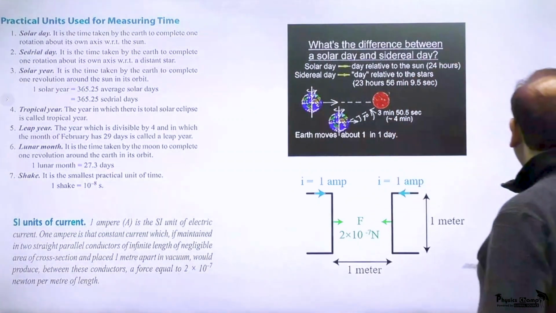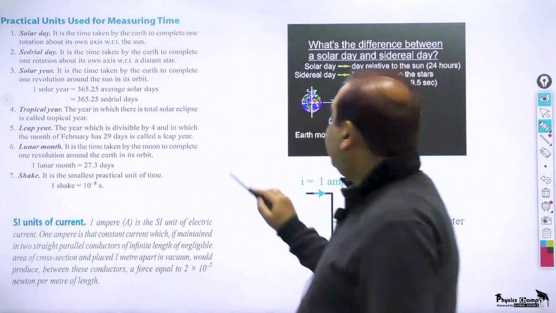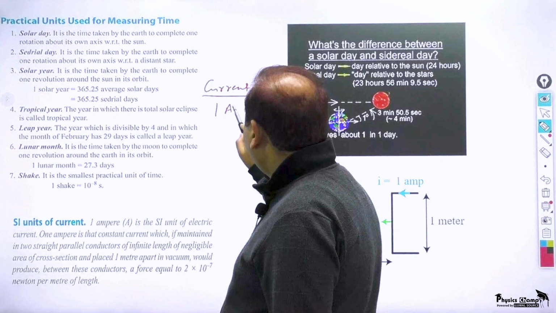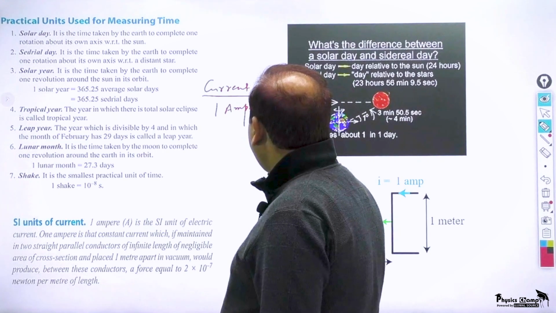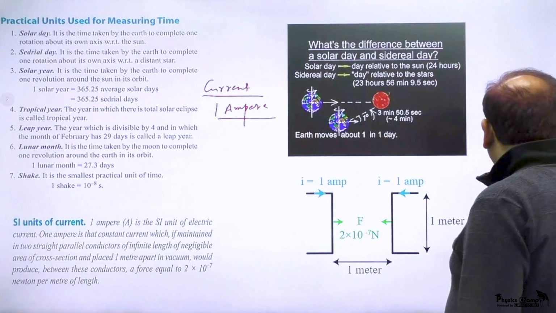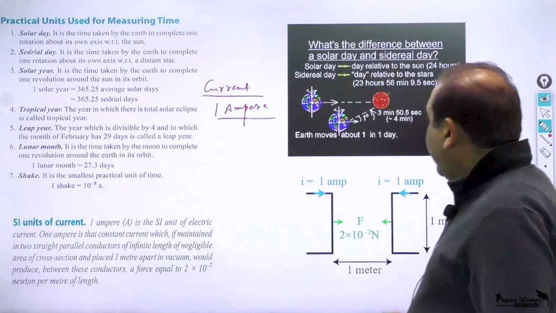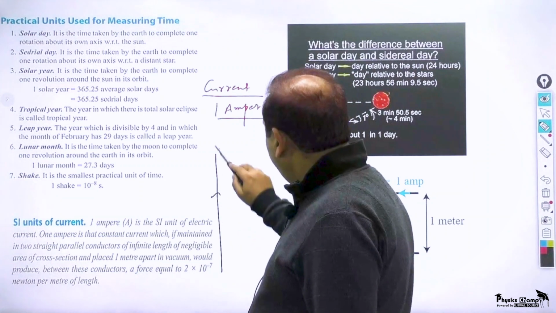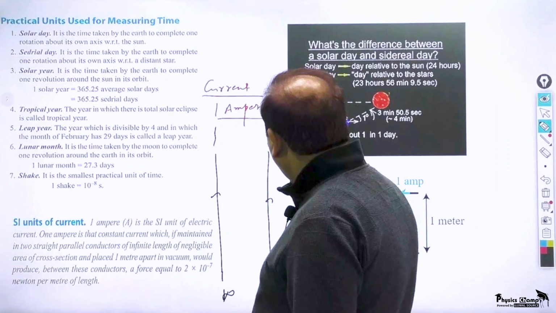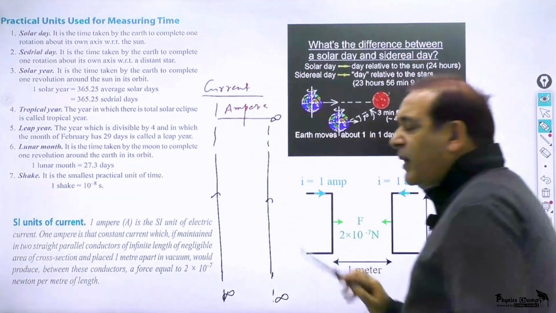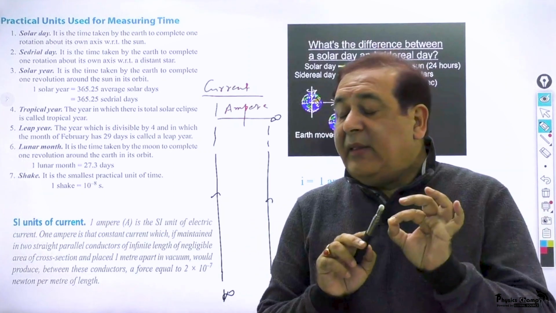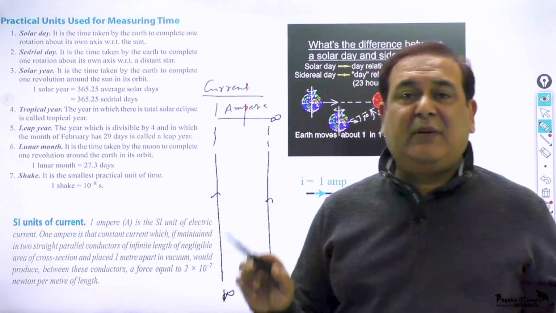Then we talk of another SI unit, and that is the SI unit of current, which is 1 ampere. Now how is the standard definition of 1 ampere given? In fact, it is based on the fact that if we take two infinitely long wires carrying current in the same direction, there is a force of attraction between them. If they carry the current in opposite directions, there is a force of repulsion between them.